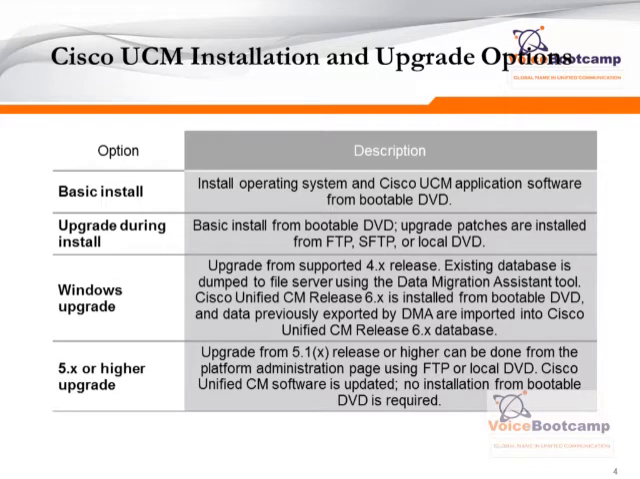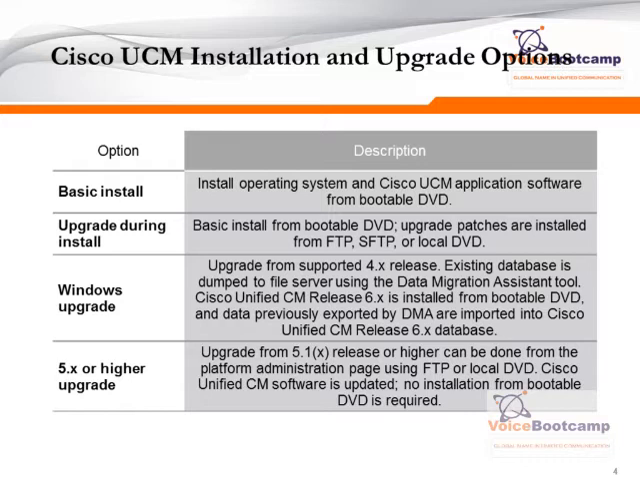First, you have the option to do a basic installation, which is basically a fresh installation of the system, where you can boot from DVD sets. You have an option to upgrade during the installation, whether you can upgrade patches, for example 7.1 to 7.13. You can upgrade, install or migrate from Windows version, where it allows you to upgrade from Windows 4.x release.